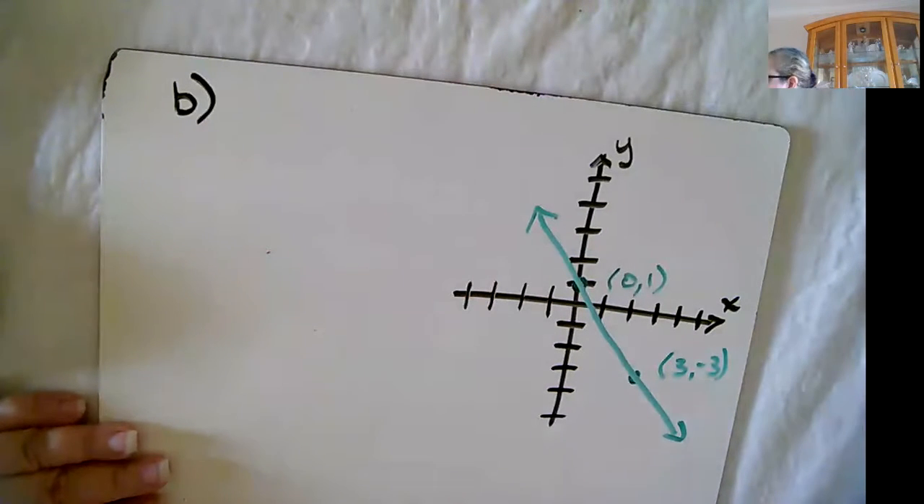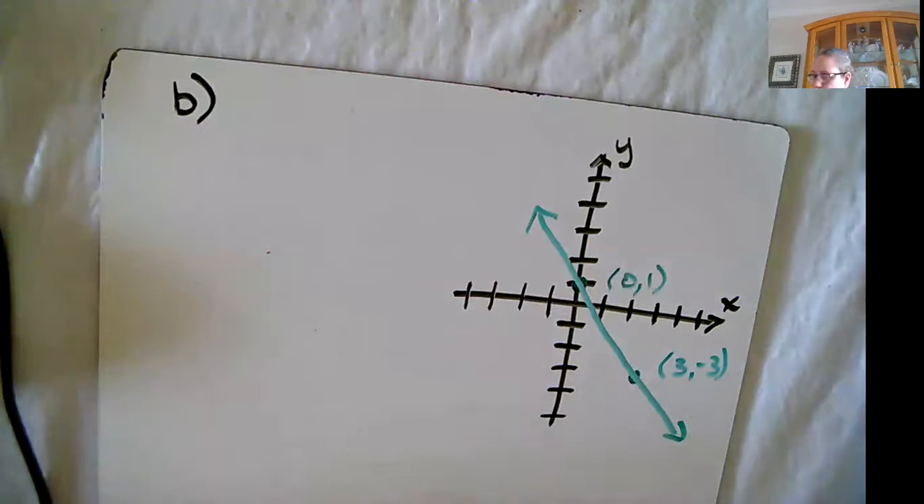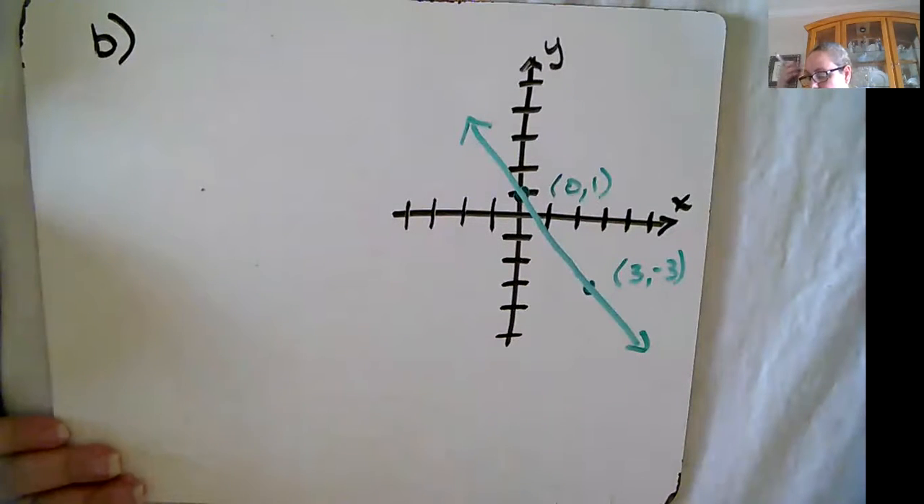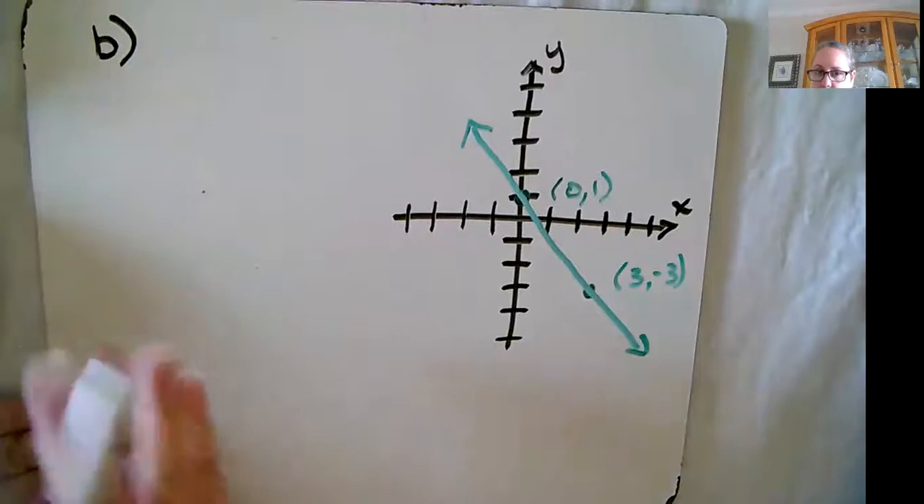Another color. Let's see how this comes out. So here we have another line. We want to determine the slope. We're going to use both methods.